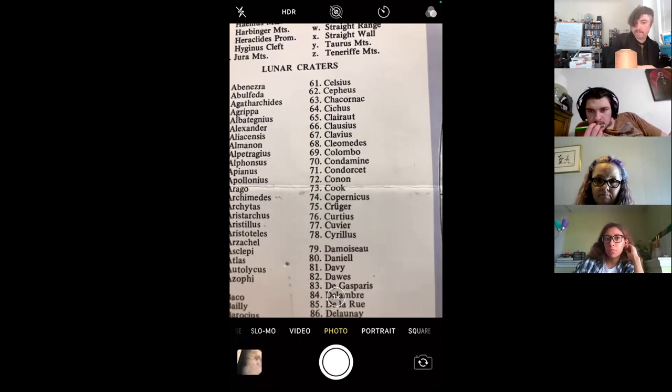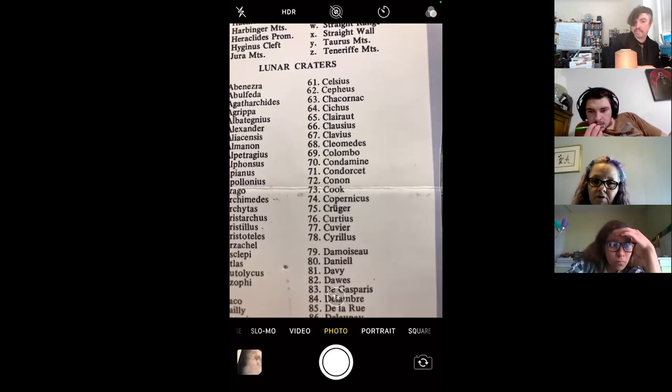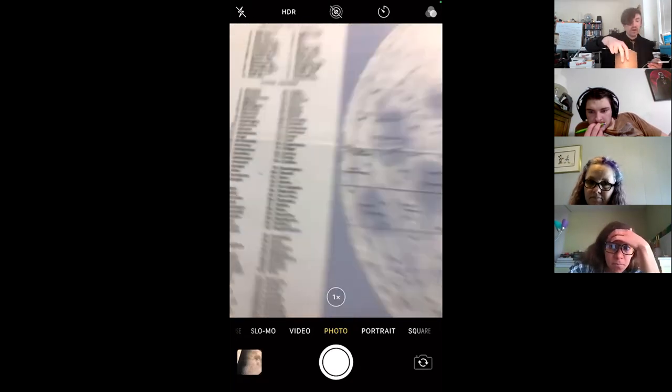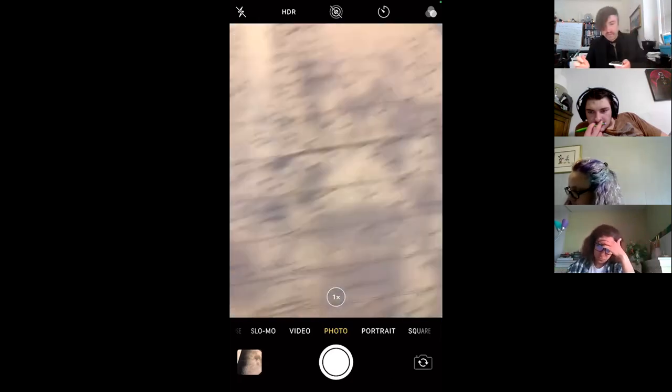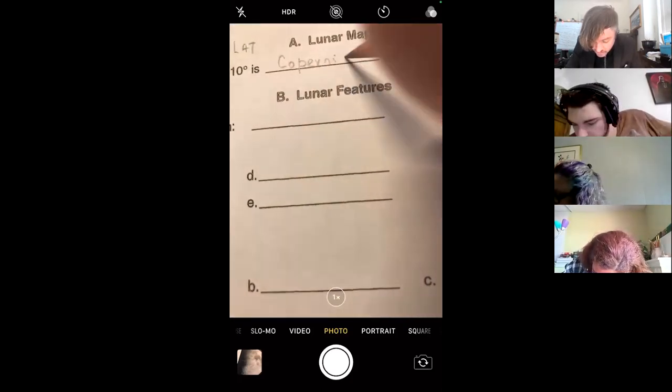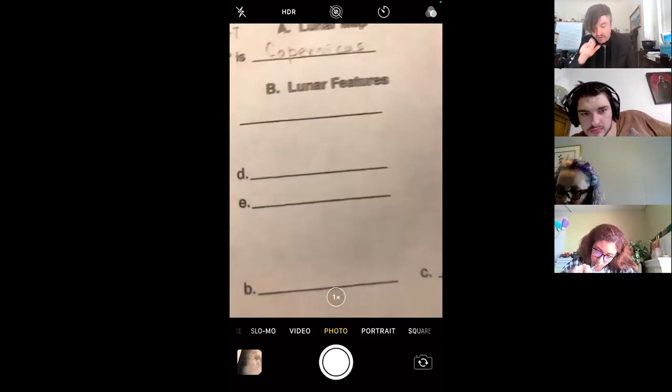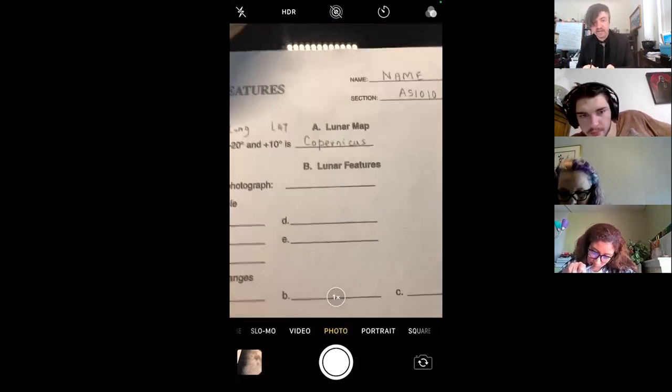What's our man? Copernicus? That's right. All the craters on the moon are named after famous astronomers, physicists, philosophers. So this one is the crater called Copernicus. Copernicus is one of the most famous and prominent craters on the moon, easily seen with a small telescope.